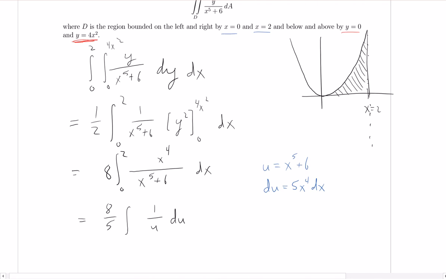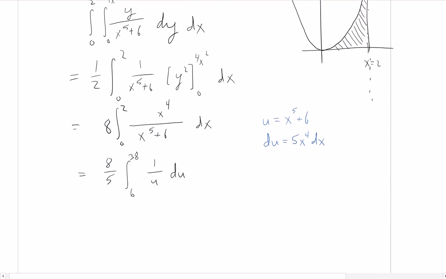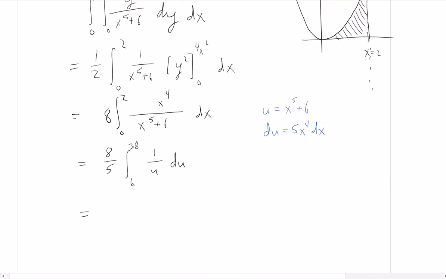And what are the new bounds? When x equals 0, u equals 6. And when x equals 2, u is 2 to the 5th. That's 32 plus 6, so 38. So the antiderivative of 1 over u is just logarithm of u from 6 to 38. So we get 8/5 log 38 minus log 6.